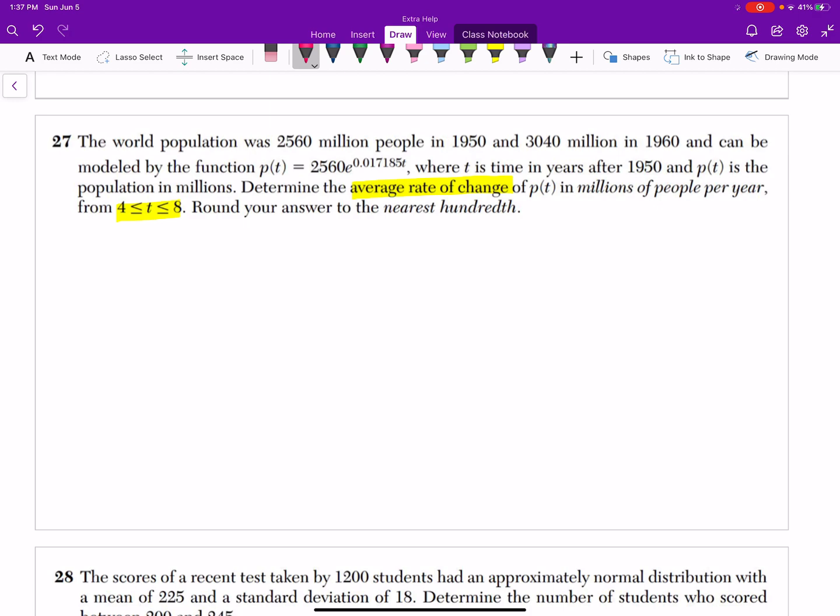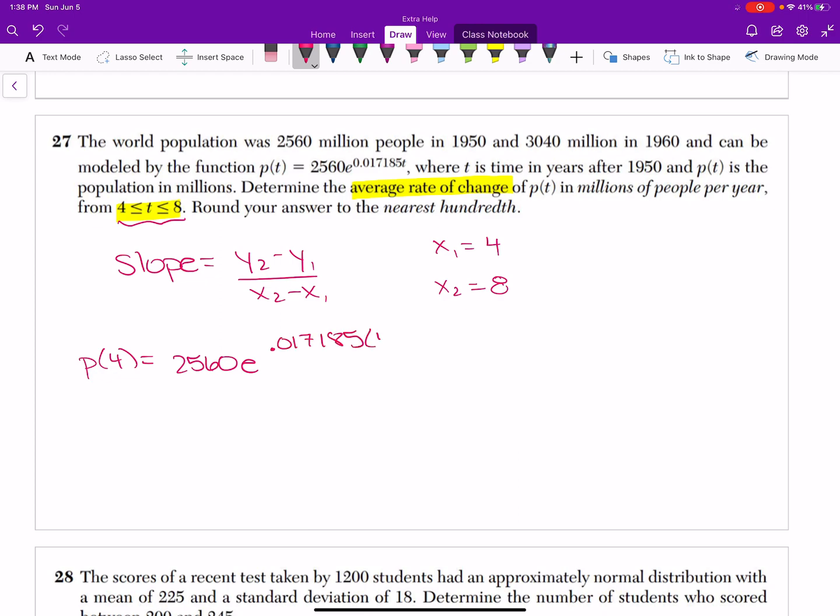Average rate of change is on every single Regents exam. It's asking you for your slope formula, where we're going to do change in y's over the change in x. In this case, your x's are the t's. So x1 is going to be 4, x2 will be 8. So to get the y's to go with them, we are going to plug these numbers in for t in the equation. This will get us our 2 y's, and then we could plug into our slope formula.